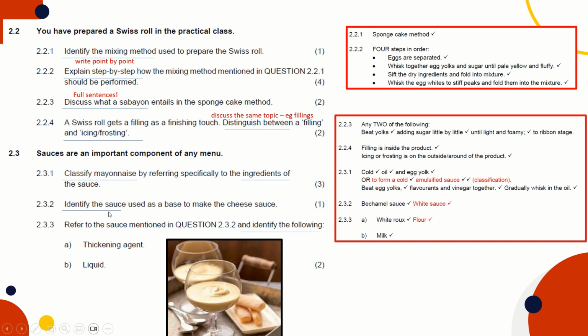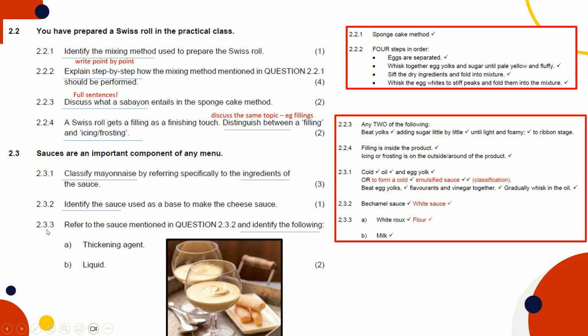2.3.2, identify the sauce used as a base to make a cheese sauce. Now in this case you need to know what is the base sauce or the mother sauce that has been used to make cheese sauce from. Now the mother sauce or the base sauce is a bechamel sauce. A bechamel sauce is a French word for a typical white sauce.